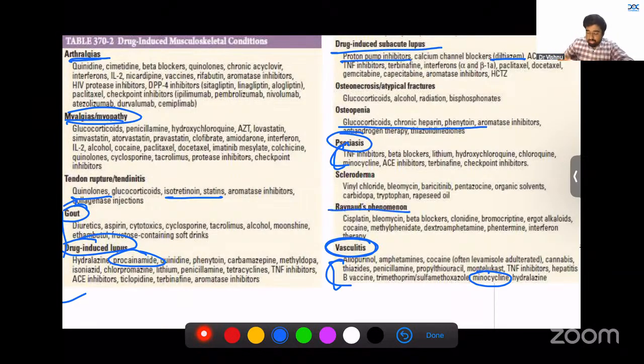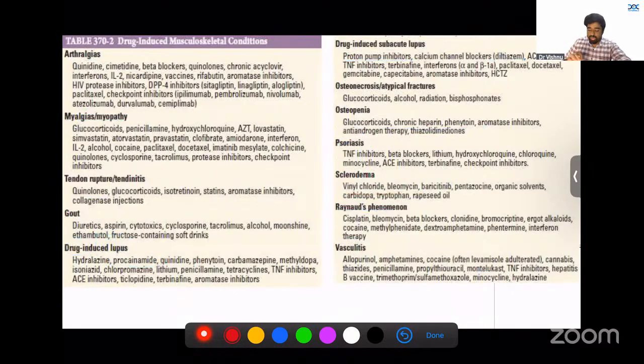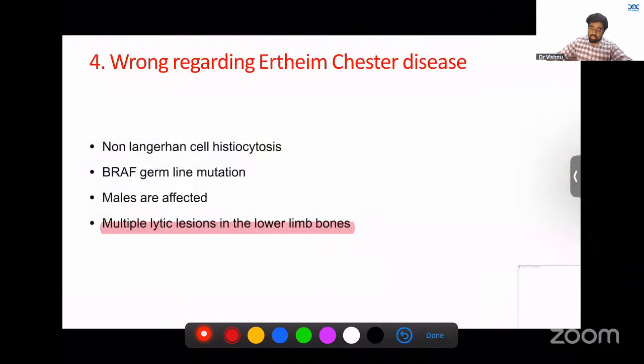Raynaud's also, if you look at it, most of those drugs, whatever causes vasoconstriction, lead to Raynaud's. Scleroderma, again, needless to say, a very, very important list. If they've asked you minocycline vasculitis, much more important are bleomycin, vinyl chloride, pentazocine. This is a very popular quiz question also. So this whole table as such is quite important. We have discussed this in our group also. We've discussed mnemonics for this in one particular chat just a few weeks back, so if you want, go back and look at that as well.